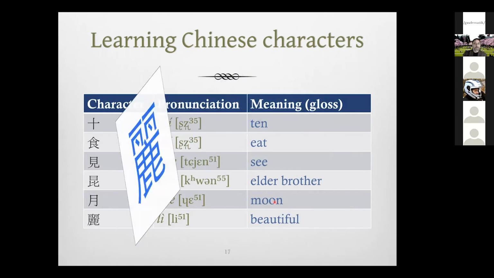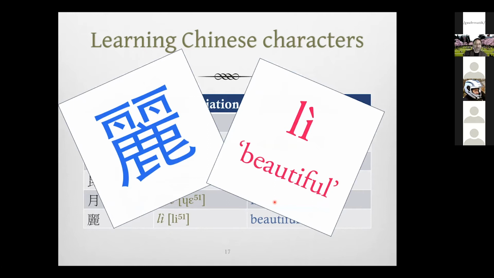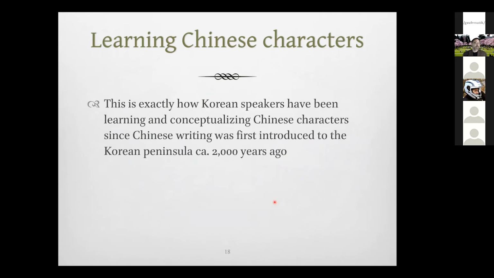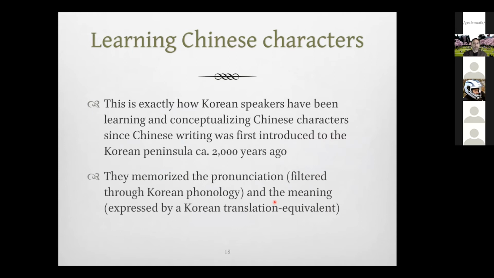And when I was learning, we did this with flashcards on physical pieces of paper. Nowadays, this is often done with flashcards on computer. But the basic idea is that you need to associate the graphic form with a sound and a meaning. And this is not a new process. This is, for example, exactly how Korean speakers have been learning and conceptualizing Chinese characters ever since they were first exposed to Chinese writing over 2,000 years ago on the Korean peninsula. They memorized the pronunciation of each character, obviously based on the pronunciation of Chinese at that time, and then filtered through Korean phonology. And they memorized the meanings, which were expressed by a Korean word that was deemed sufficiently close in meaning to the morpheme represented by the Chinese character.